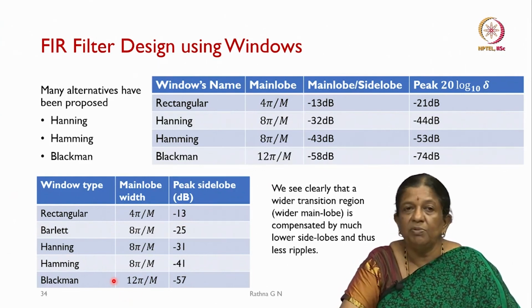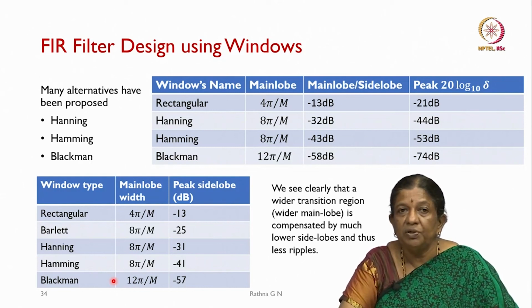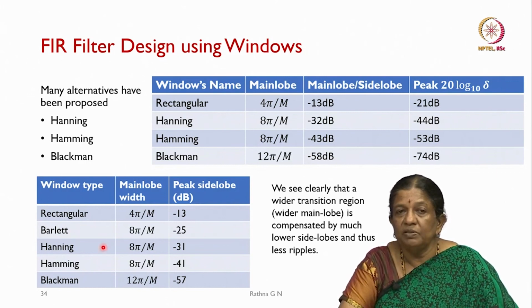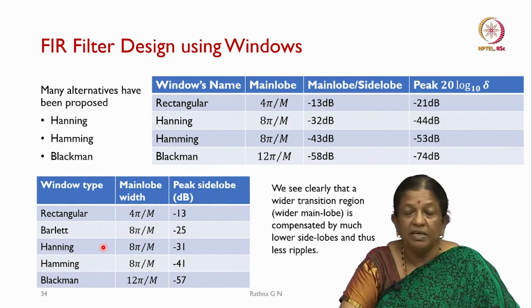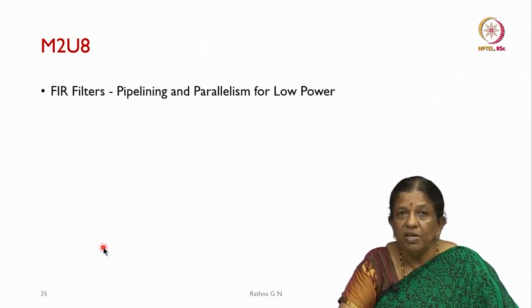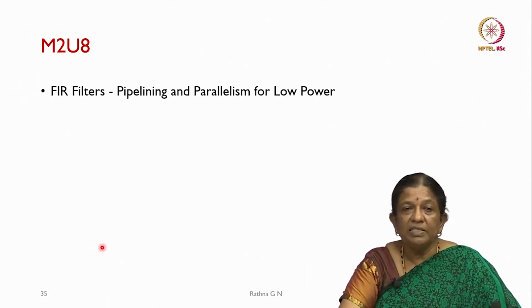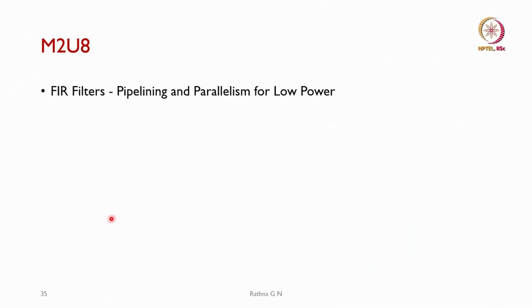And if you want a variable one, you would have heard of the Kaiser window, where you can vary the alpha and beta parameters and select your own window. So, this gives you a flavor of FIR filter. In the next class we will be taking up pipelining and parallelism for low power, and how we can design these FIR filters. Thank you for listening and happy learning in this course. Thank you.